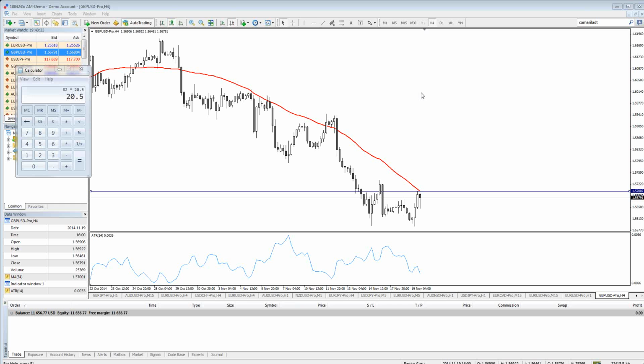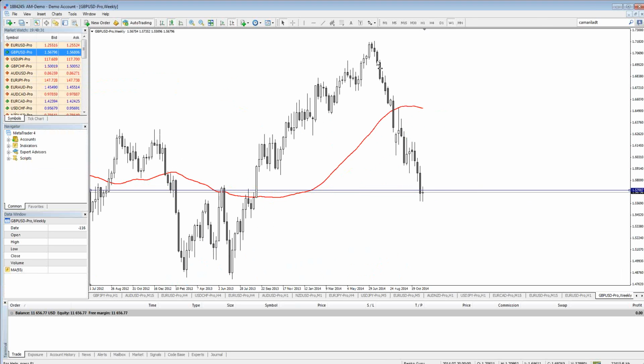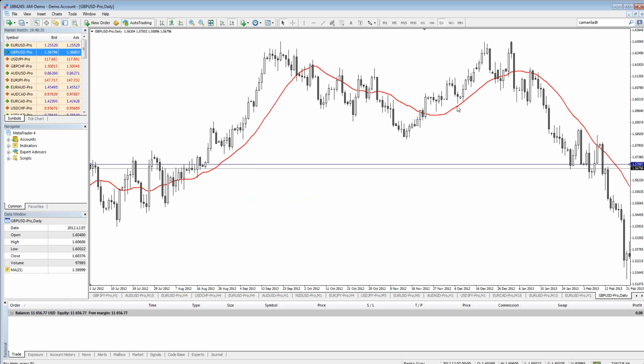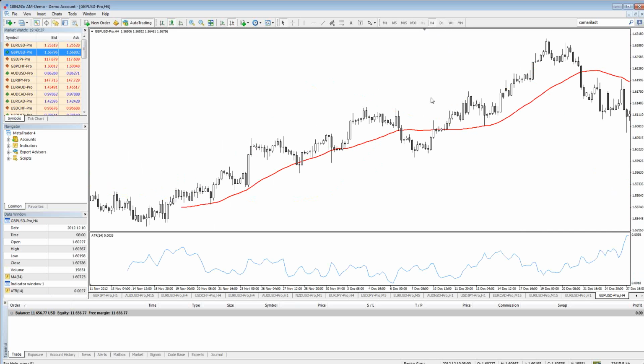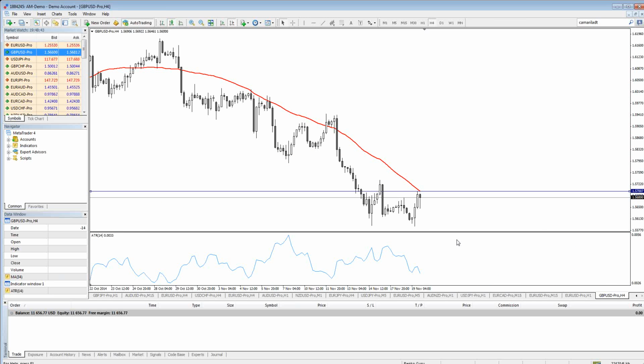So I can see that everything is clear, guys. You just need to send me an email. I will reply with the template. You can see my template looks like this. Weekly, 55 moving average. Daily, 21 moving average. 4 hour, 34. And on 4 hour, you have the ATR indicator set as it should be.